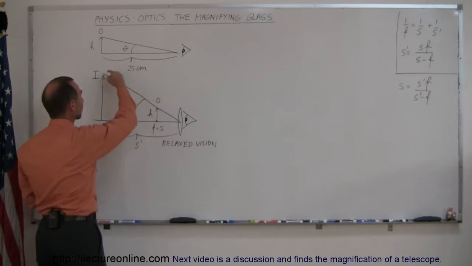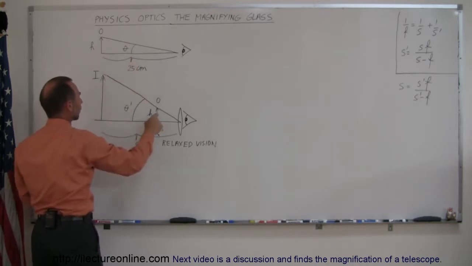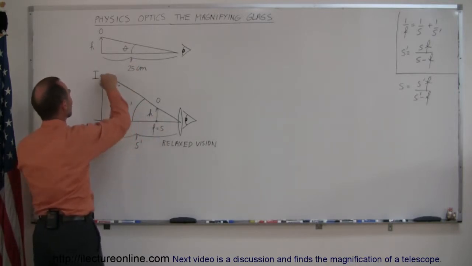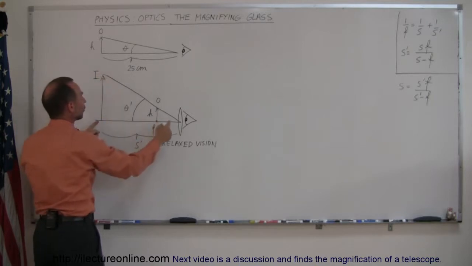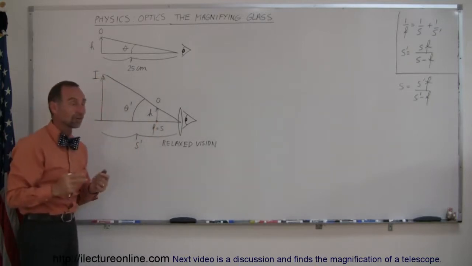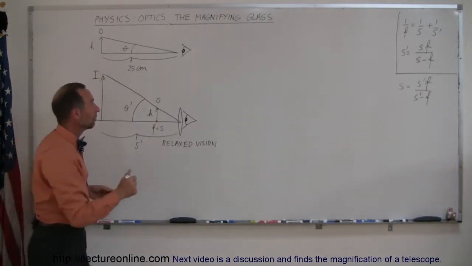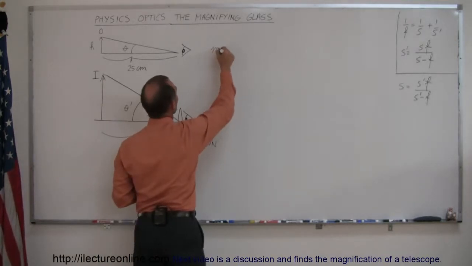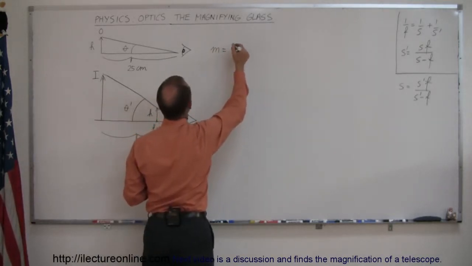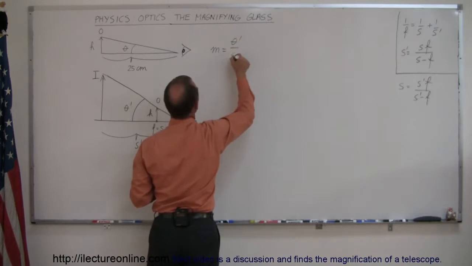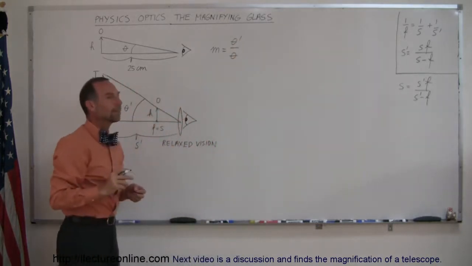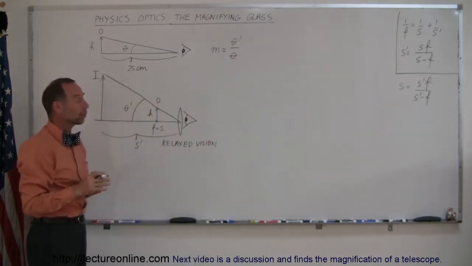And of course the angular size appears much bigger than it is over there, because the angular size theta prime is the ratio of the height of the image to the distance away to the image. So you can see that is a lot larger, which means then that the magnification of the magnifying glass is simply the ratio of theta prime over theta. Now, what are theta prime and theta equal to?